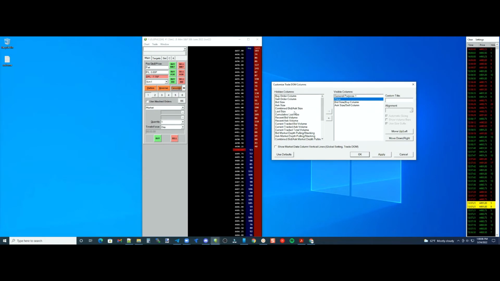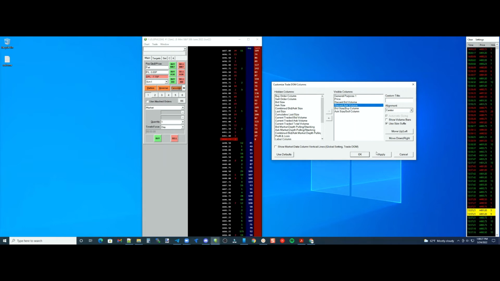Now, what I want to see is the market orders, the orders that are marketing in, okay? Hitting the bid, lifting the offer, okay? So that's going to be your recent bid and your recent ask. Hit apply. All right, so now we're seeing the market orders lifting the offer, hitting the bid, okay?